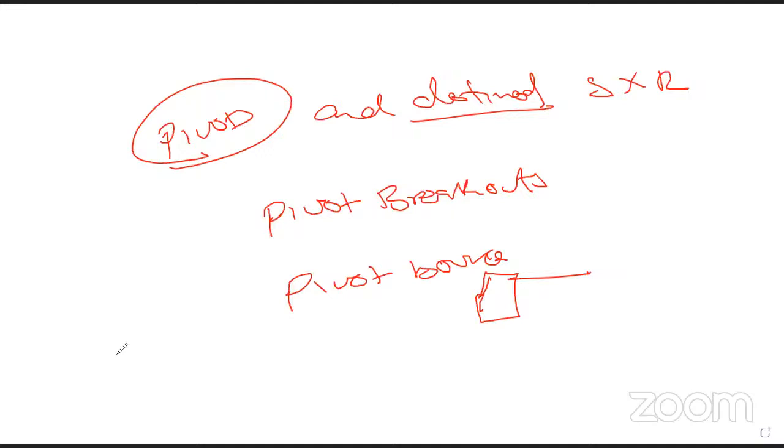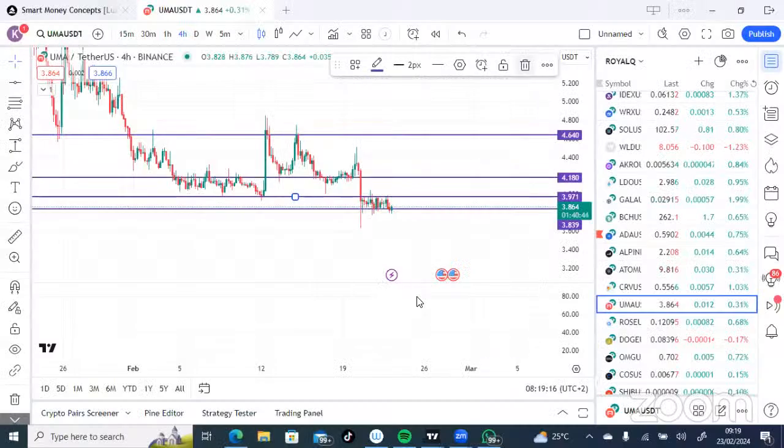Now, simple. Let me not confuse. Let me put in the indicator because of time. We are already late, so let me move fast.